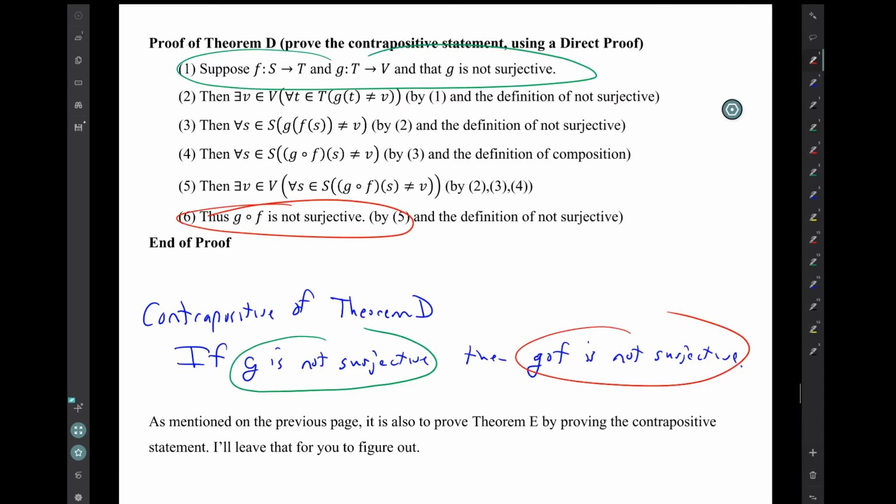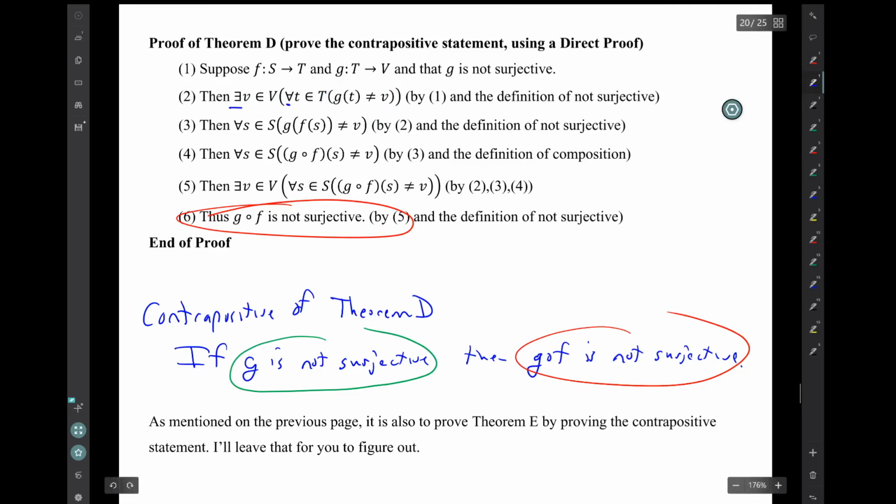Well, so what does it mean to say that g is not surjective? We have to unpack that defined term. Well, to say that g is not surjective means that there exists an element v that's in the range of g that can never be achieved as an output of g. So for all t, g of t is not equal to v.